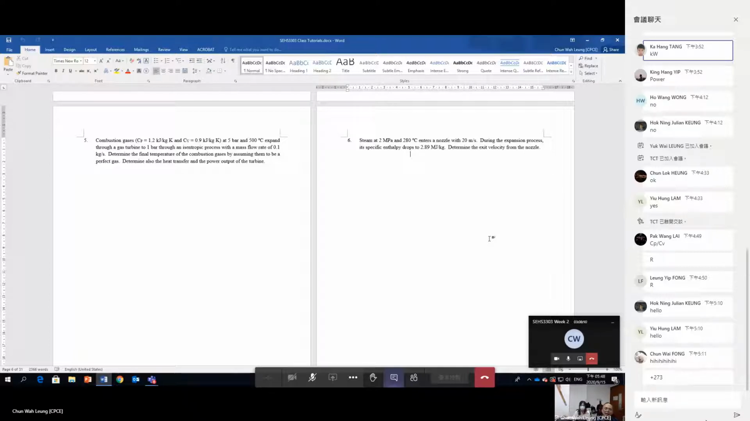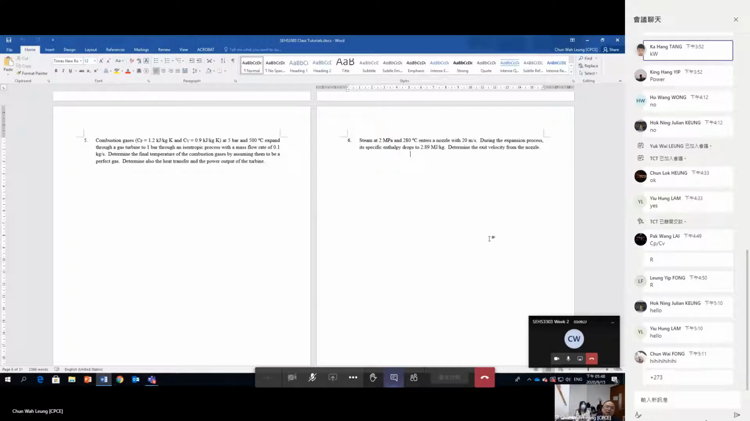And then it enters the turbine at 5 bar and 500 degrees C. So P1 is 5 bar, T1 is 500 degrees C, and then it expands to 1 bar. The mass flow rate is 0.1 kilogram per second. What I want to find is the temperature at the turbine exit, and also the heat transfer and the power output of the turbine.